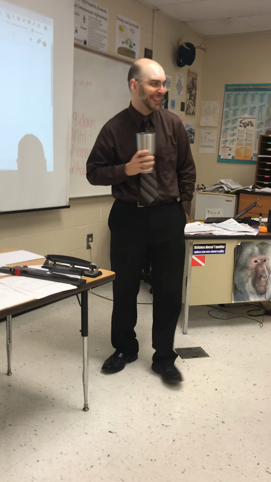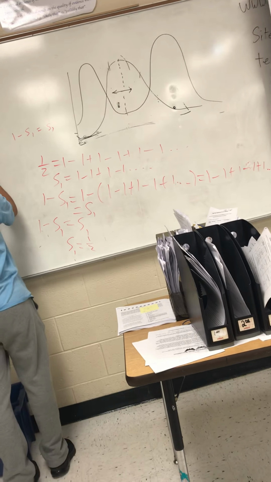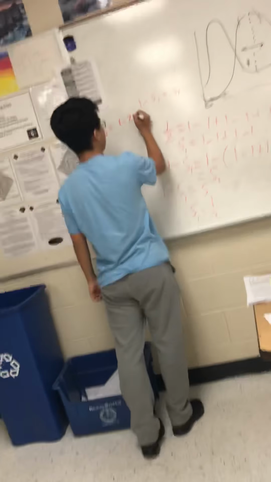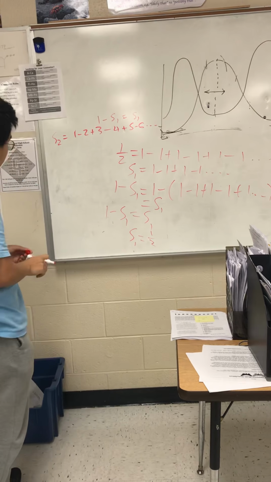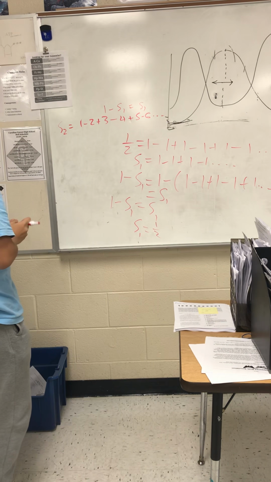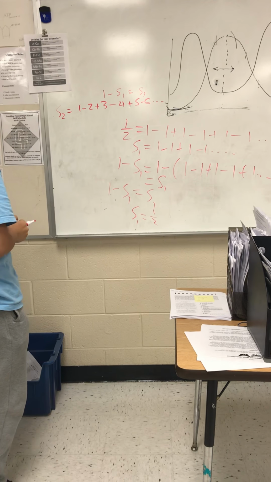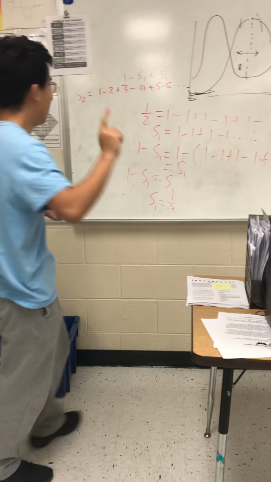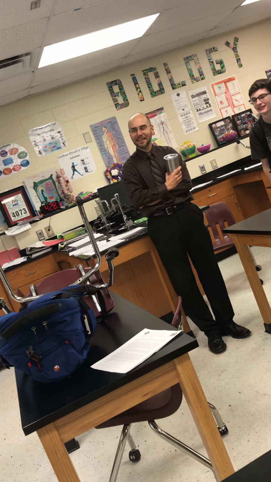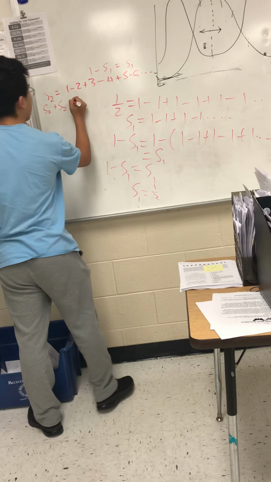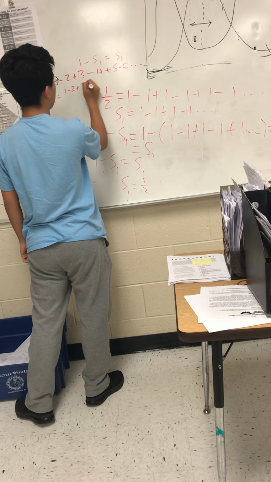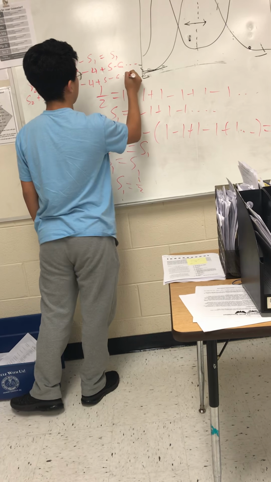Okay, second series. Series 2 is 1 minus 2 plus 3 minus 4 plus 5 minus 6, all the way to infinity. Now let me stop for a minute. I've now remembered how to con you on this part. So if you add this to itself, S2 plus S2 equals 1 minus 2 plus 3 minus 4 plus 5 minus 6.